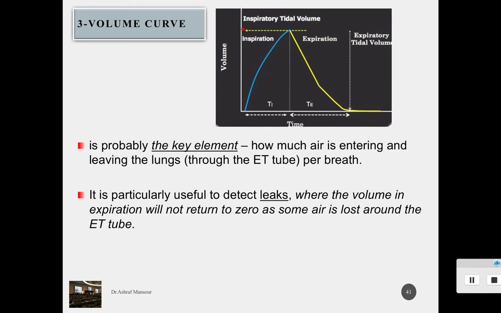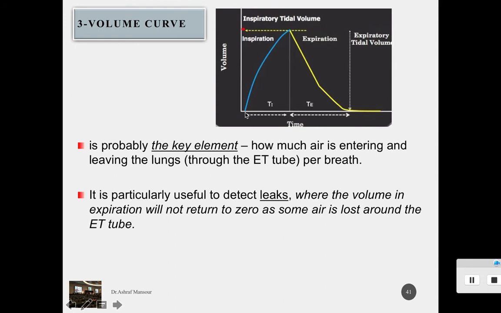This is the third one, which is the volume curve. It is very important and is the most important curve of them. It shows the inspiration reaching the maximum and then starting the expiration. The area under the inspiration represents the inspiratory tidal volume and the area under the expiration represents the expiratory tidal volume, and this is the expiratory time and this is the inspiratory time.